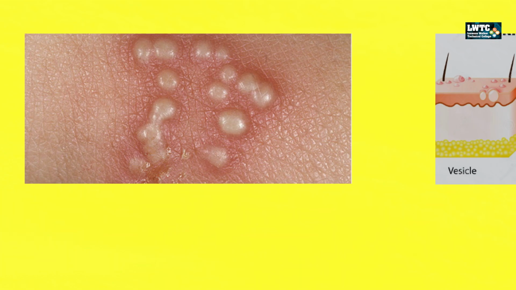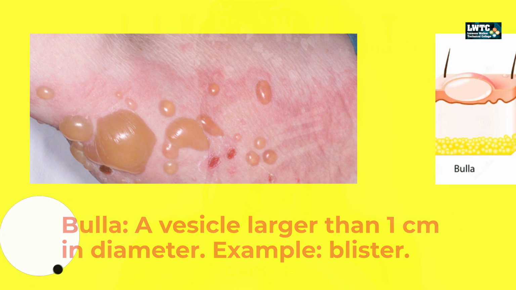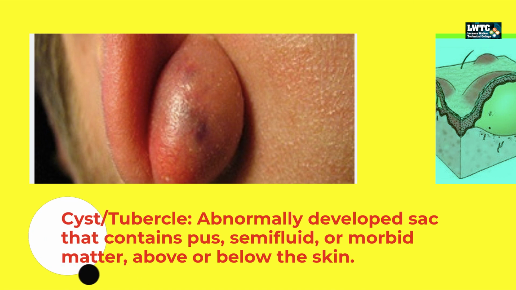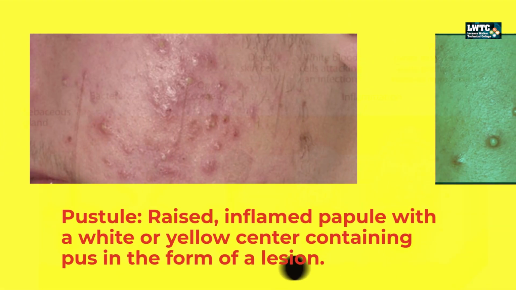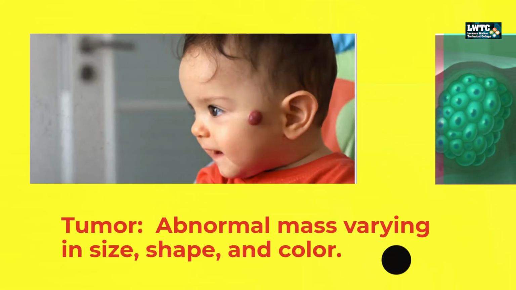Example: herpes simplex. Bulla: a vesicle larger than 1 cm in diameter. Example: blister. Cyst, tubercle: an abnormally developed sac that contains pus, semi-fluid, or morbid matter, above or below the skin. Pustule: a raised, inflamed papule with a white or yellow center containing pus. Tumor: an abnormal mass varying in size, shape, and color.